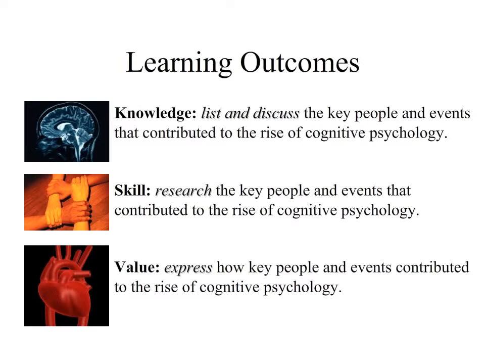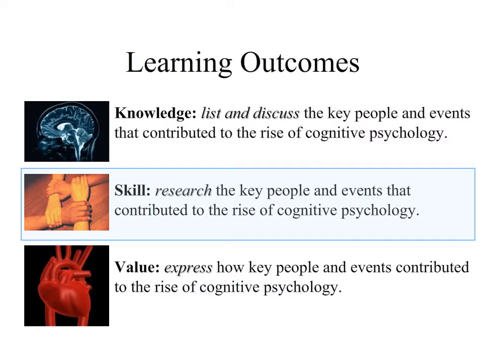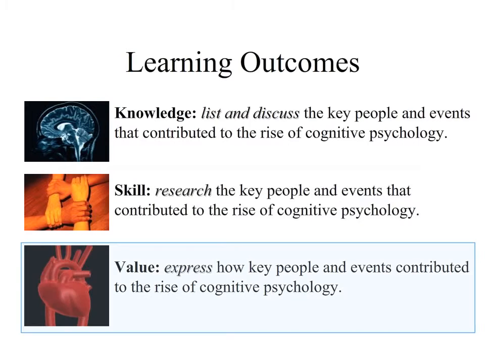Before we begin, let's outline the 3 learning outcomes for this module. In terms of knowledge, we want you to be able to list and discuss the key people and events that contributed to the rise of cognitive psychology. You're going to use your research skills to figure out who those people and events were and why they were significant. And that's the last part, the valuing part. We want you to express why these events were significant. Why is it important for us to look at our past before we look at the future?